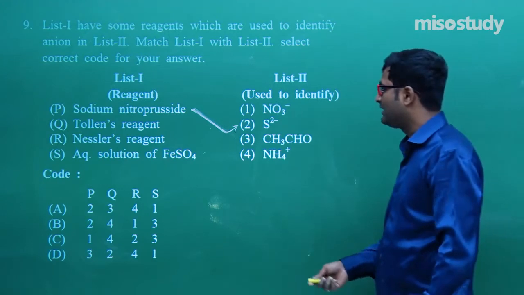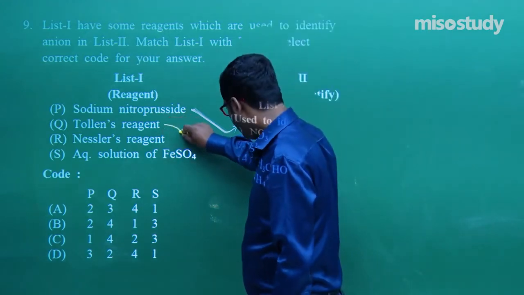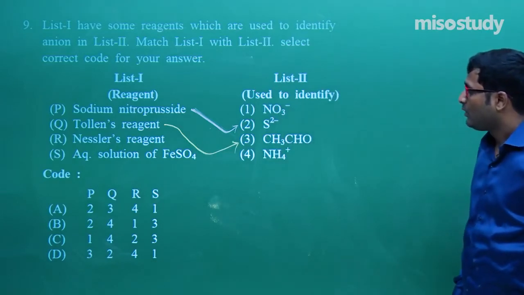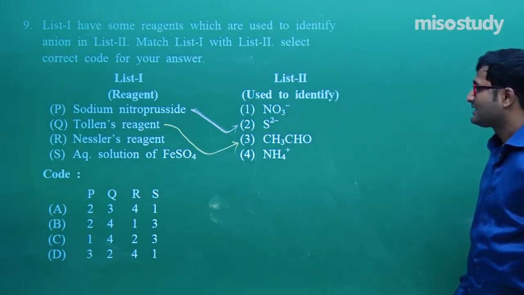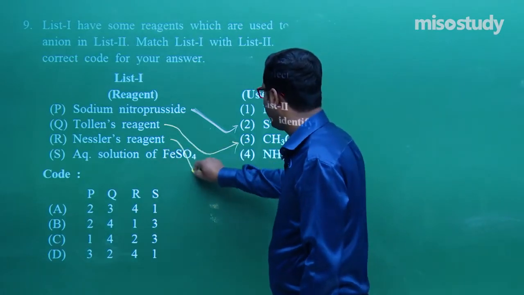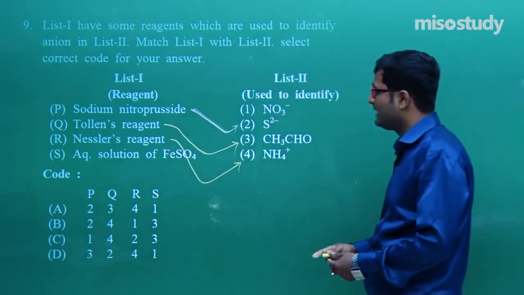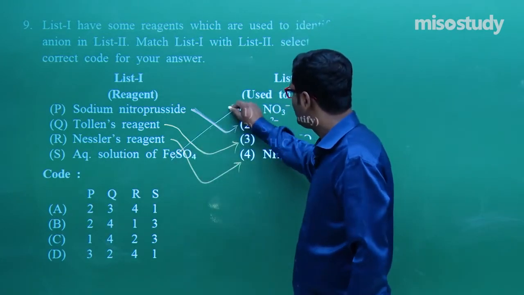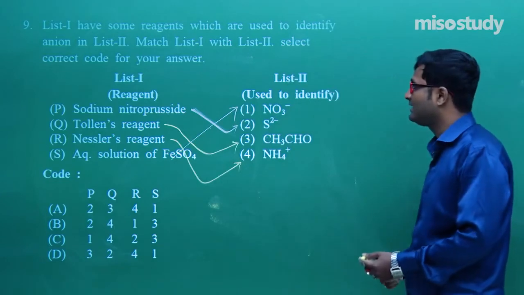Sir, this is completely related to organic chemistry, that is CH3CHO. What is Nessler's reagent? Sir, Nessler's reagent is used to detect NH4 plus. And what is aqueous solution of FeSO4? It is used to detect NO3 minus ion.